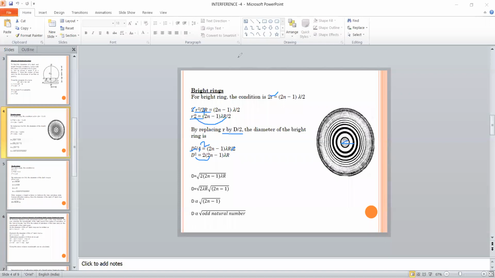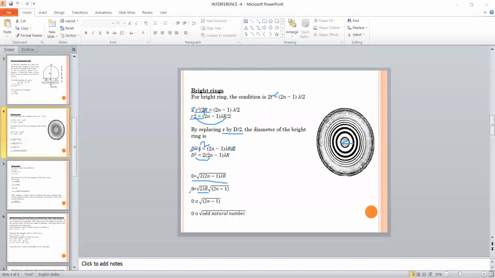Now squaring on both sides. Therefore, d is equal to square root of 2 into (2n minus 1) lambda R. Now separate these two values. That means square root of 2 lambda R and square root of 2n minus 1. Why? Because here 2 is constant. Lambda, that is wavelength of the light, is constant. Capital R, radius of curvature, is constant.